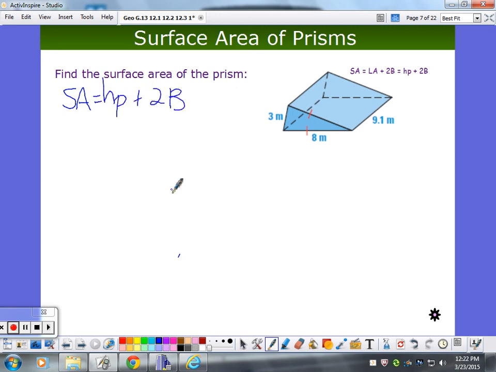Yes, sir. Right, and so what if I don't know if the triangle is right, but the prism is right? If it doesn't tell you the prism is right and I ask you for the surface area, assume it's the right prism.